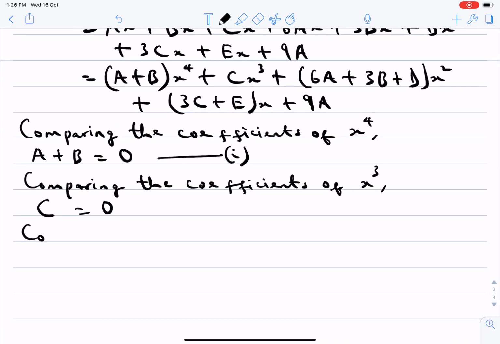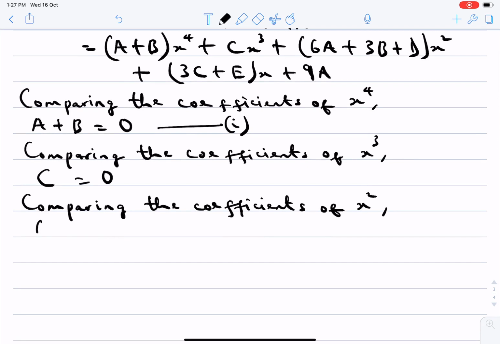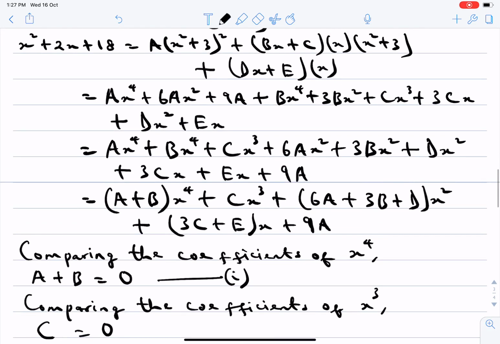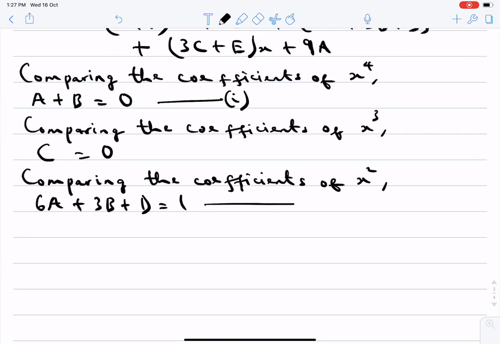Now comparing the coefficients of x squared. The coefficient of x squared on the right hand side is 6a plus 3b plus d, and the coefficient of x squared on the left hand side is 1. That means 6a plus 3b plus d is equivalent to 1. Let's call that equation 2.